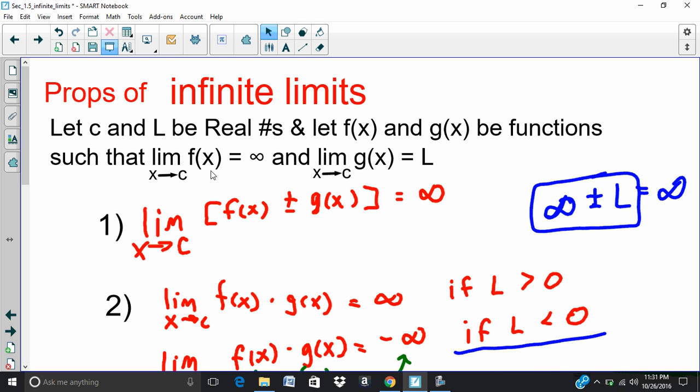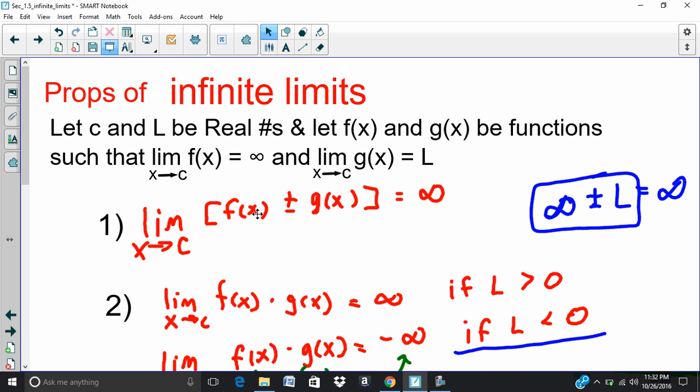Well, the limit of f of x is going to be infinity. The limit of g of x is going to be represented by L. L just represents a number. Think about it as like it's 2 or it's 4. Maybe it's negative 1. It's just a variable, essentially, to represent some specific value.